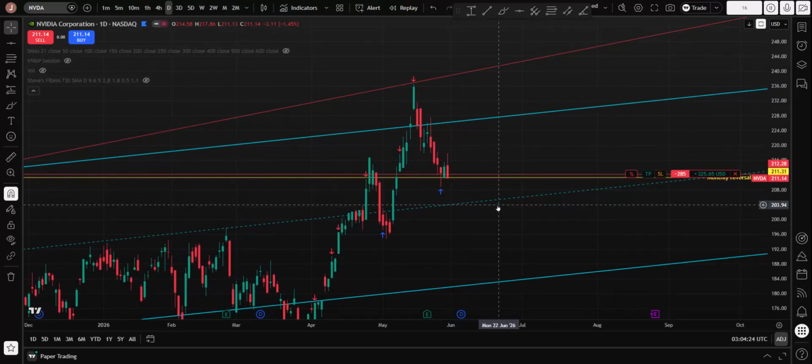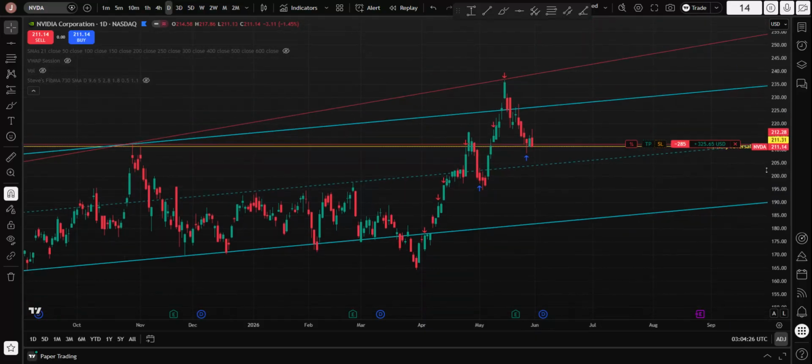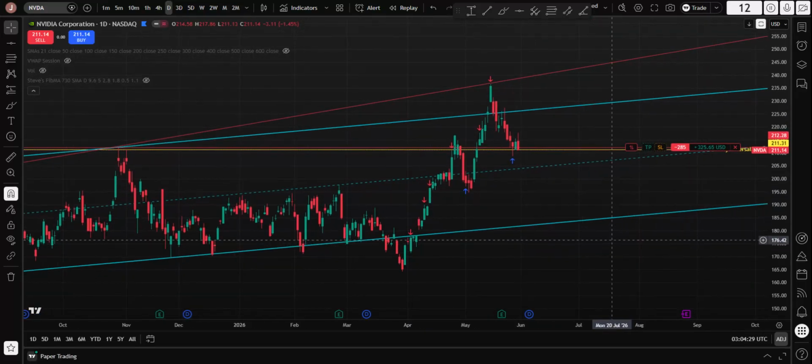Okay, so this is what I see in the charts. Every investor has to be aware. Please be aware, and don't chase the hype. Follow the charts. Everything is in the charts.